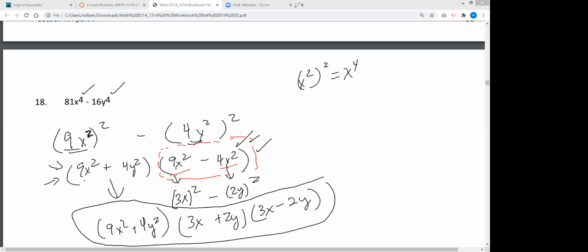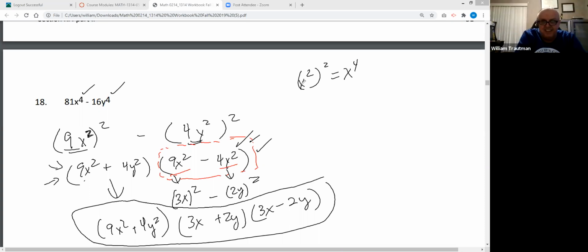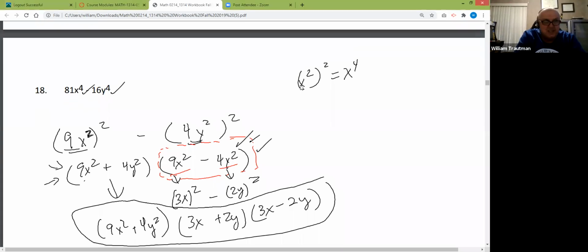Are we going to do number 19 or no? Oh, is there a 19? I thought there were only 18.